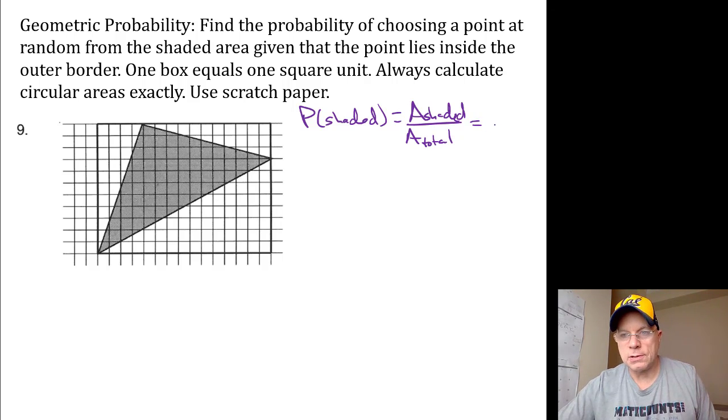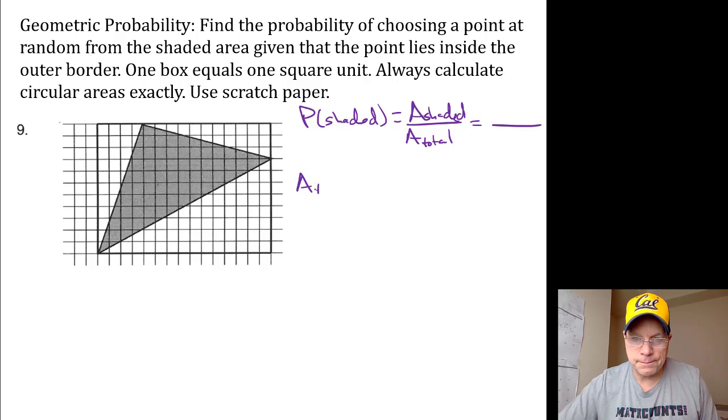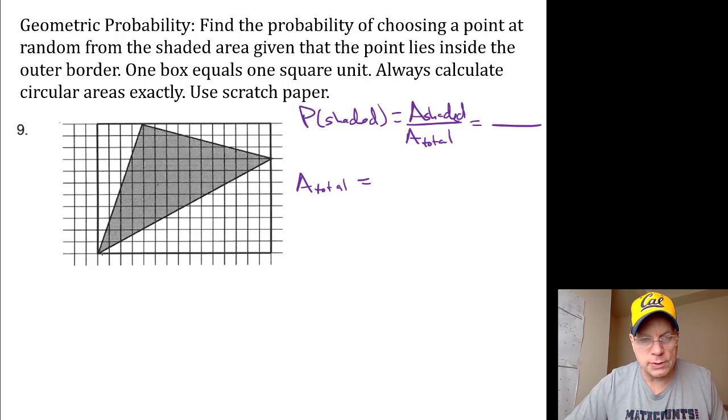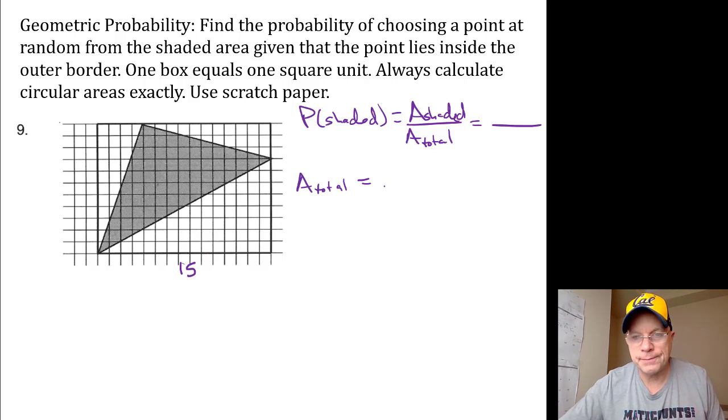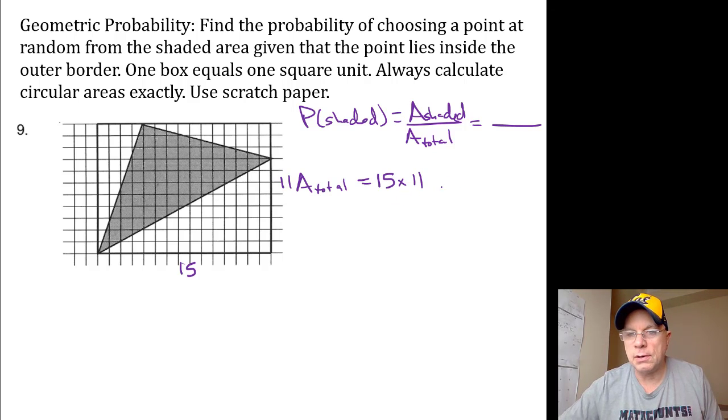I'm going to do the easy one first. The total area, which would include all this white region and all this gray region inside this bold outer border, would be the area of this large rectangle, which is a base of 15 and a height of 11. 15 by 11. Nice round number, 165. Total area is 165.